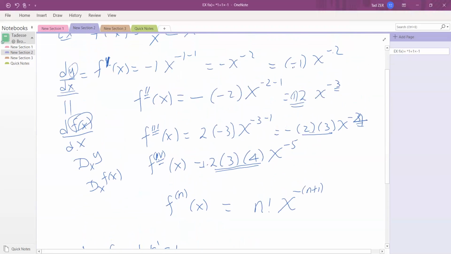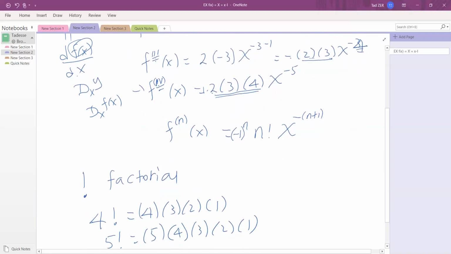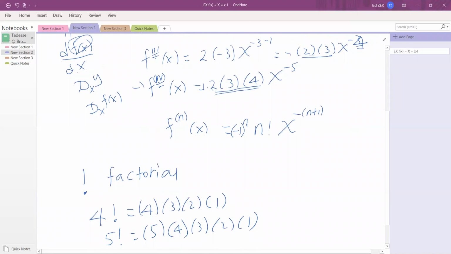You see, for the first derivative, I have minus. For the second, plus. Third, minus. Fourth, plus. So if it is an even number, 2, 4, 6, and so on, it will be positive 1, otherwise it will be negative. So for that, we have what is called an alternating sign. So I will use negative 1 to the power of n. So what is negative 1 to the power of n? If n is an odd number, if n is 1, 3, 5, and so on, it will give you a negative number. If n is an even number, 2, 4, 6, it will give you what?